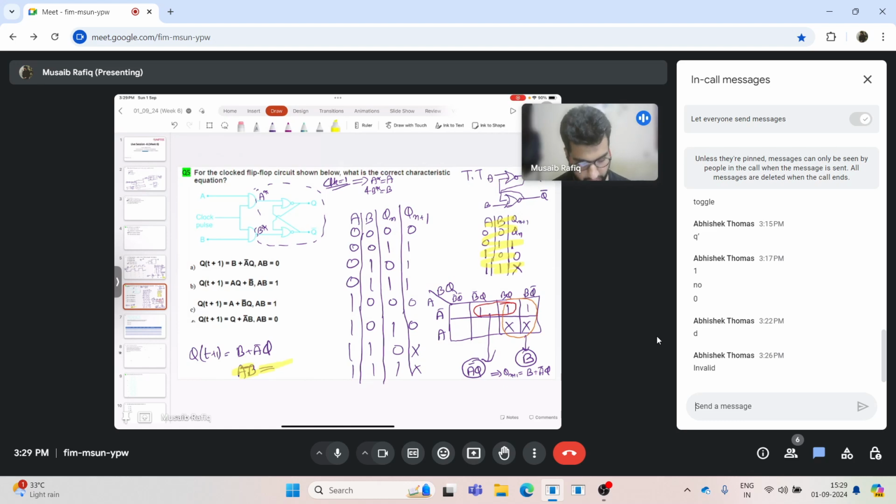As you can see from the truth table, I told that for A equal to B equal to 1, it's an invalid operation. So that implies A dot B should always be equal to 0. By putting this condition, I'm saying never take 1 1 as your input case. So that implies AB is equal to 0. And you look at the options. Option A is your correct answer, right?